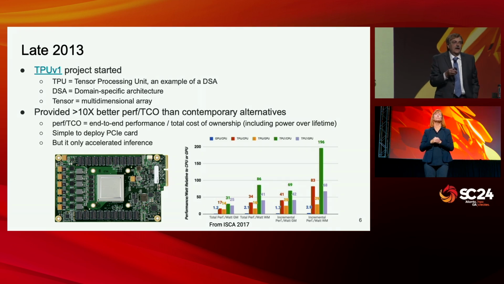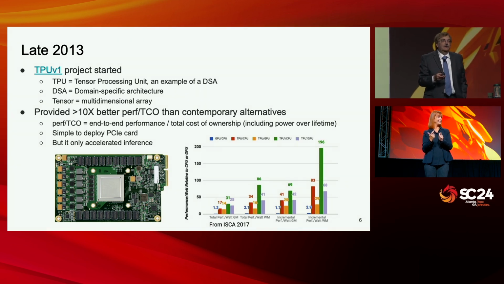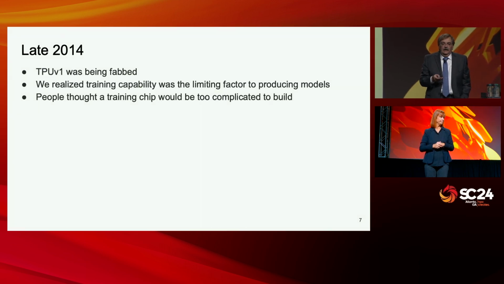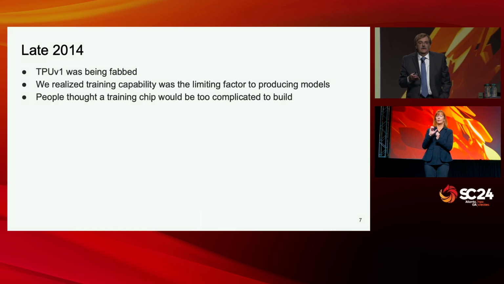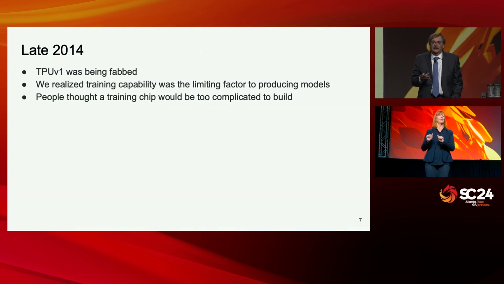Our first design was a simple chip because we had to design it in a matter of months. It went on a PCIe card, and it only accelerated inference because that's what we thought the bottleneck would be. However, when that chip was being fabbed, we realized training capacity and capability was the limiting factor to producing models.